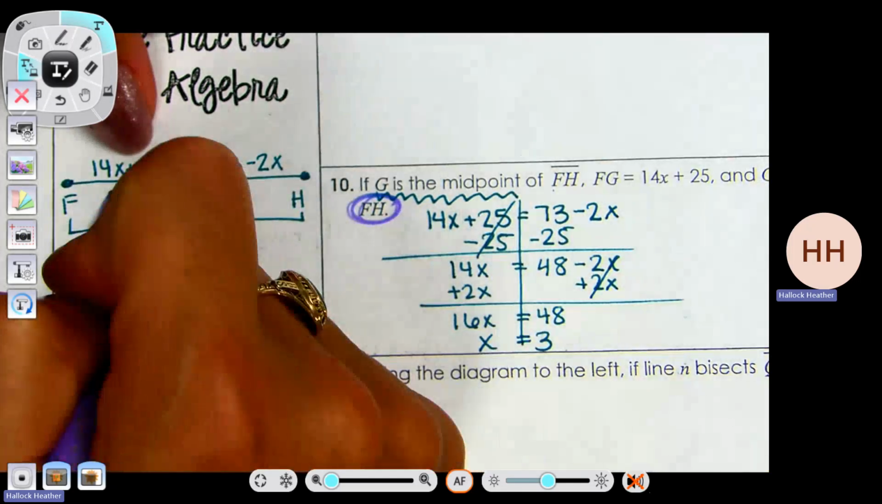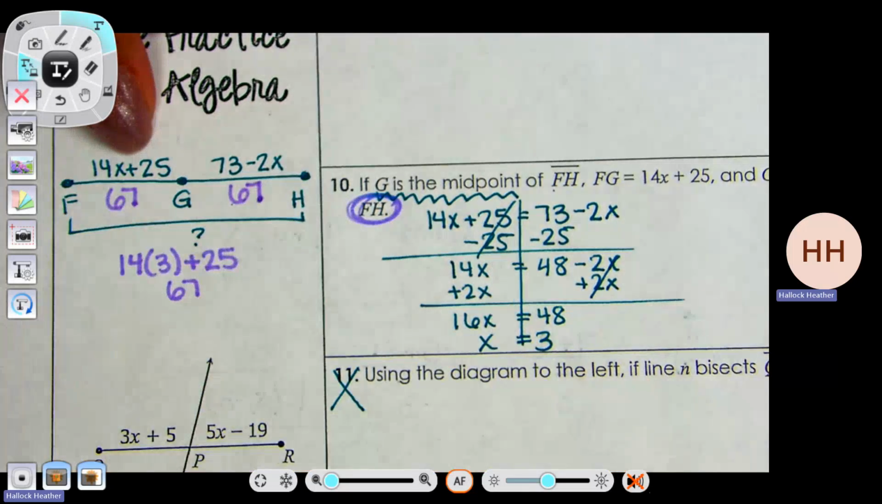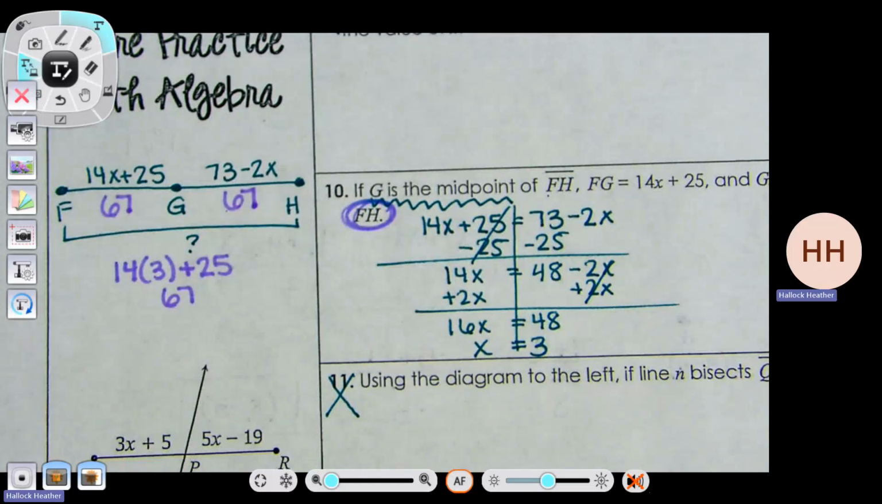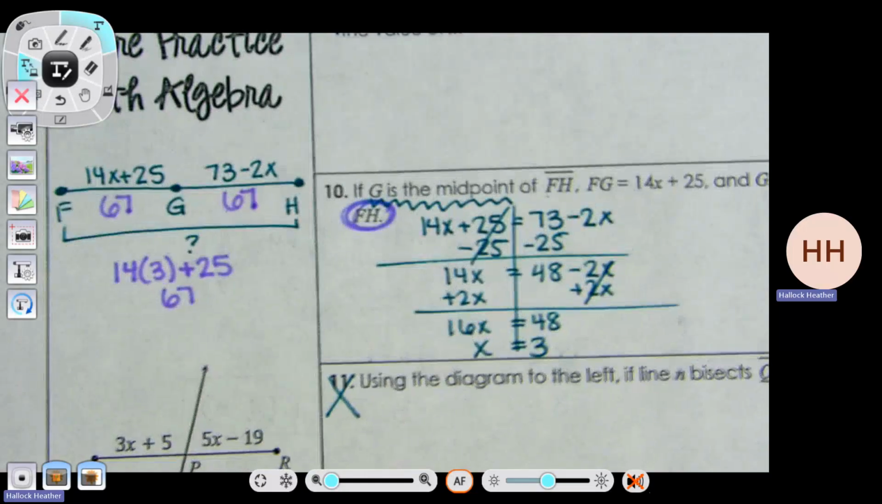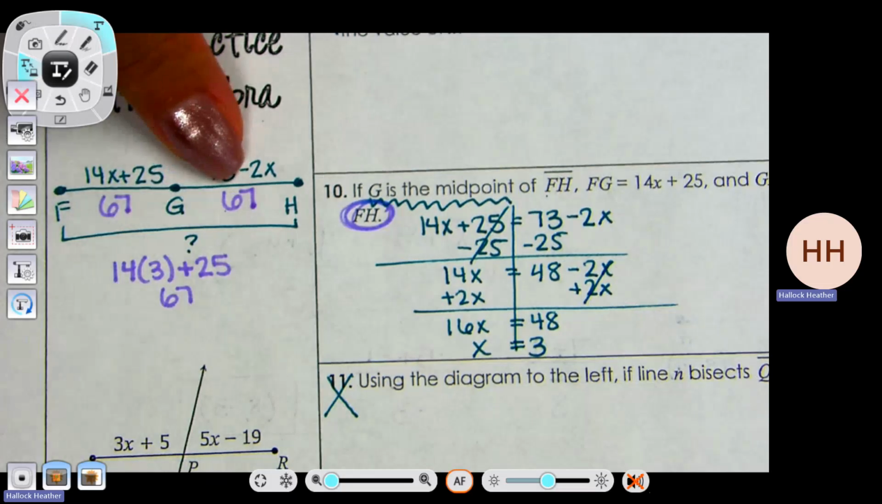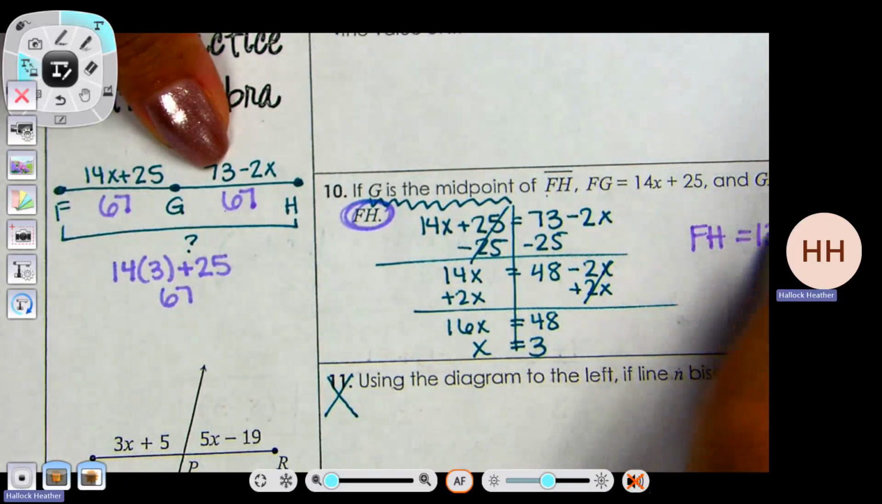Okay, so if this is 67 and this is 67, how much total is the line? Is anybody checking this? It is actually 67. I did this a long time ago. So how much is the whole line if they're both 67s? 134. So the final answer is FH is 134. How ironic.